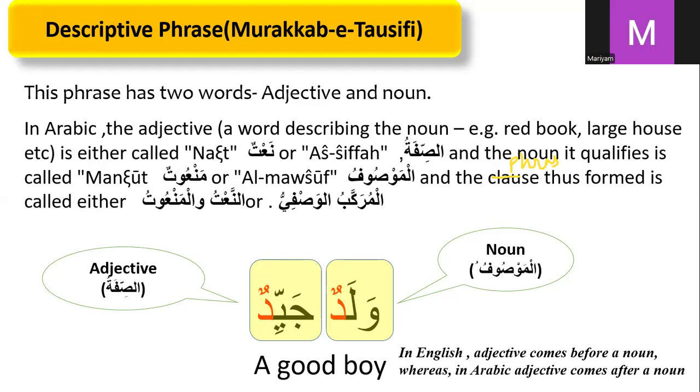So when you translate, keep in your mind that in Arabic the first word will not be an adjective. When you write in Arabic, you need to write the noun first and then the adjective. And when you translate into English, you need to take the adjective first and then the noun. Are you all with me? I hope you are getting the structure. Yes, ma'am.